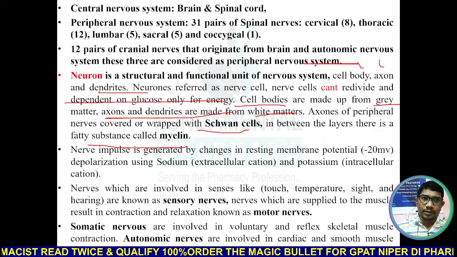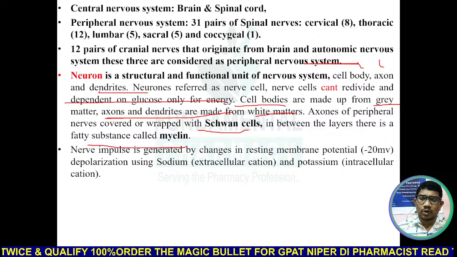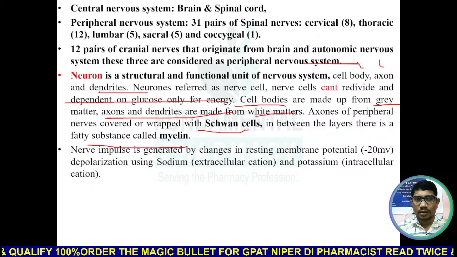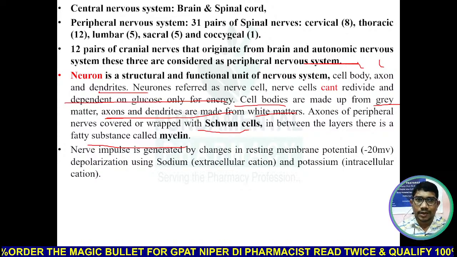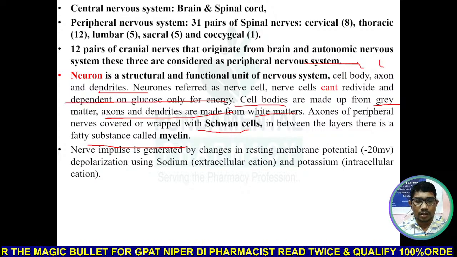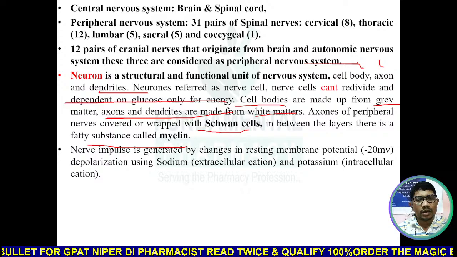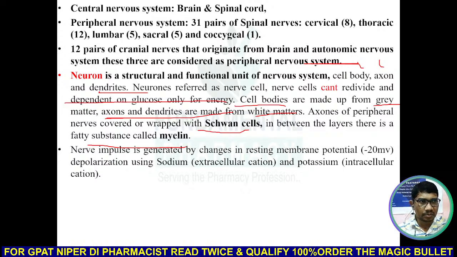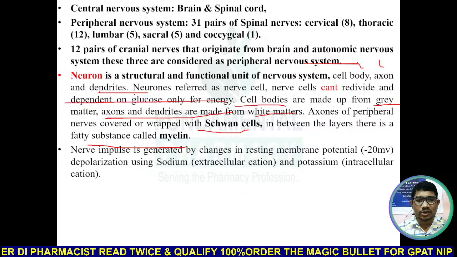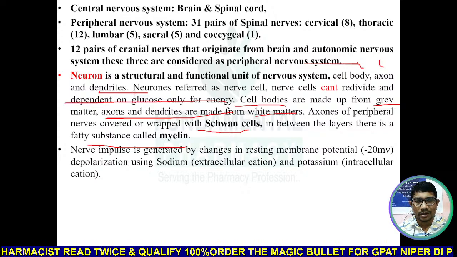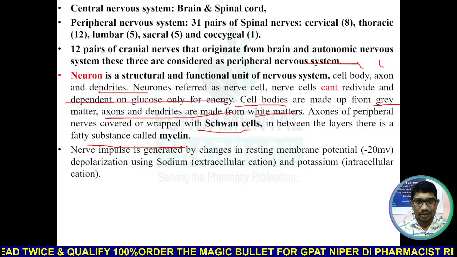So neurons are nothing but the structural and functional unit of your nervous system. Cell body, axon and dendrites are the parts of your neuron. Then neurons or nerve cells rely on glucose for energy. They will produce ATP from glucose only. They cannot produce ATP from your lipids and proteins. The collection of cell bodies is known as gray matter. The collection of dendrites and axons is known as white matter.